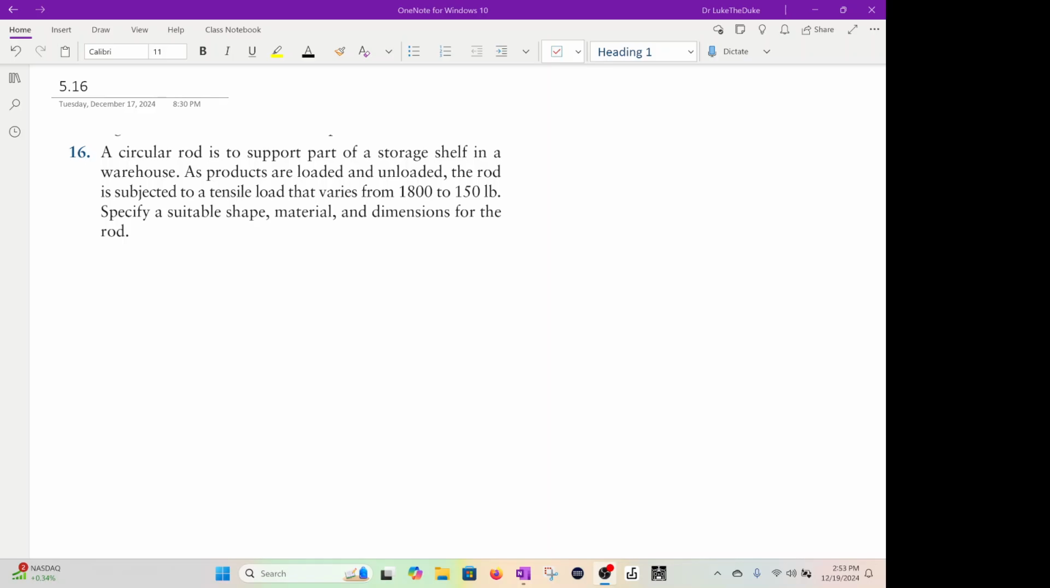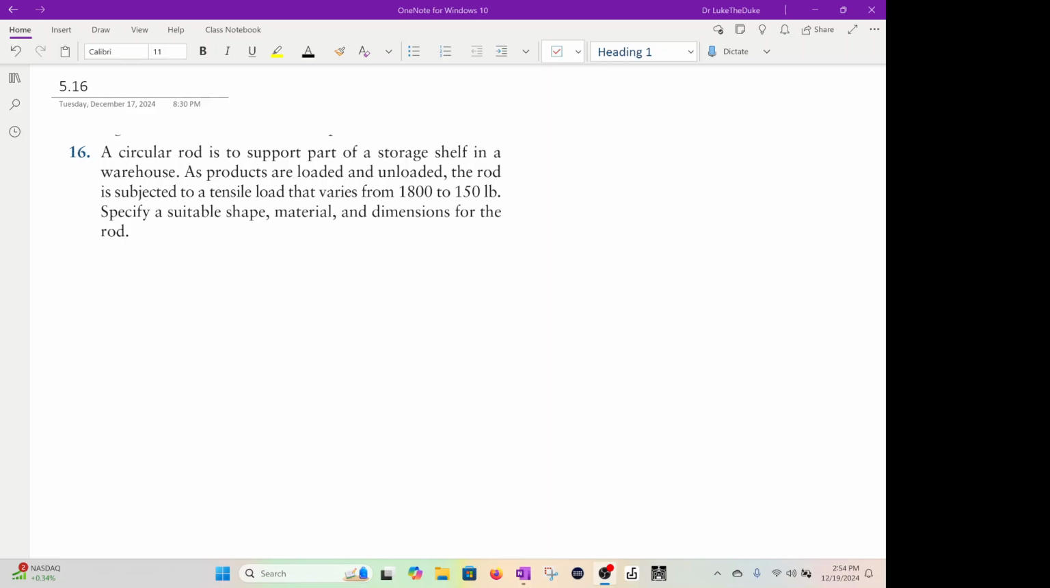All right, here's a practice problem. A circular rod is to support part of a storage shelf in a warehouse. As products are loaded and unloaded, the rod is subject to a tensile load that varies from 1,800 to 150 pounds. Specify a suitable shape, material, and dimensions.